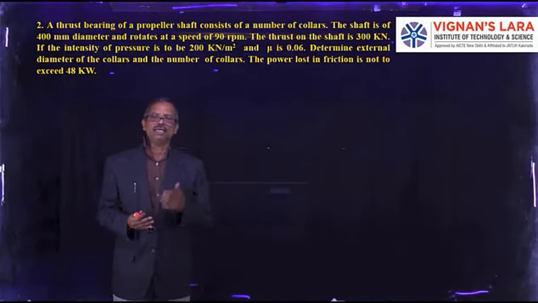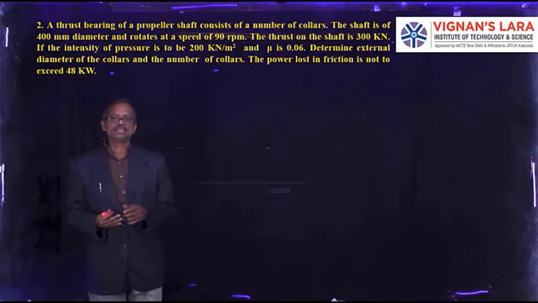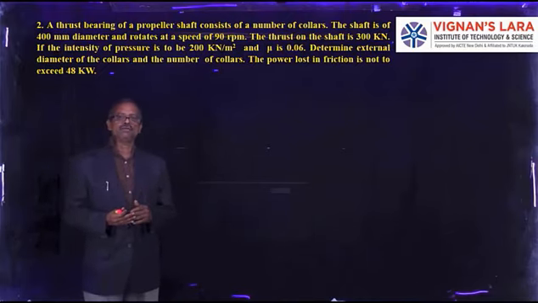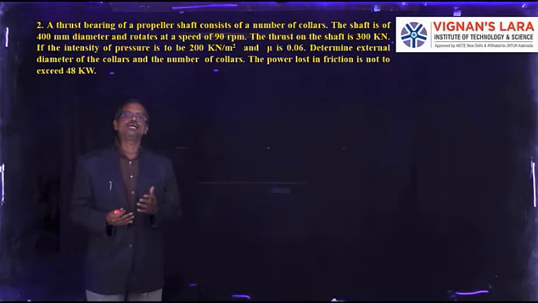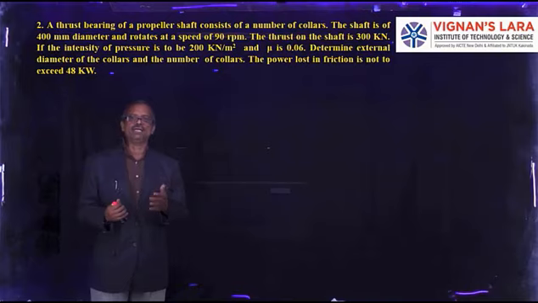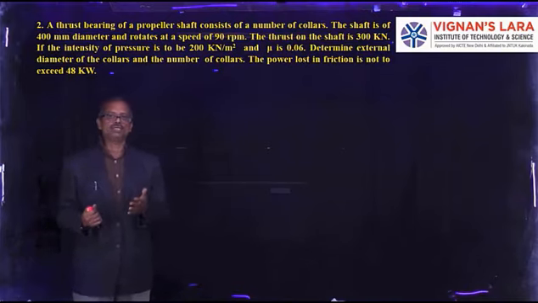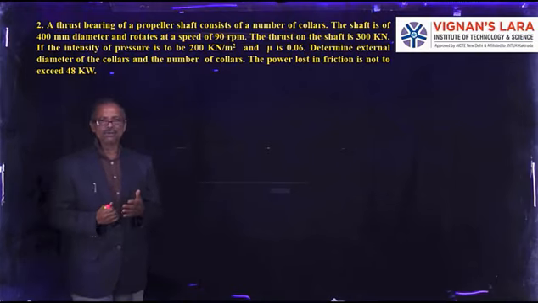Okay, let us see another problem, which is dealing with a thrust bearing. In the previous problem, what we have seen is a conical pivot, a conical collar, whereas here it is a thrust bearing. So how it differs and what is asked, let us see. The problem goes like this.